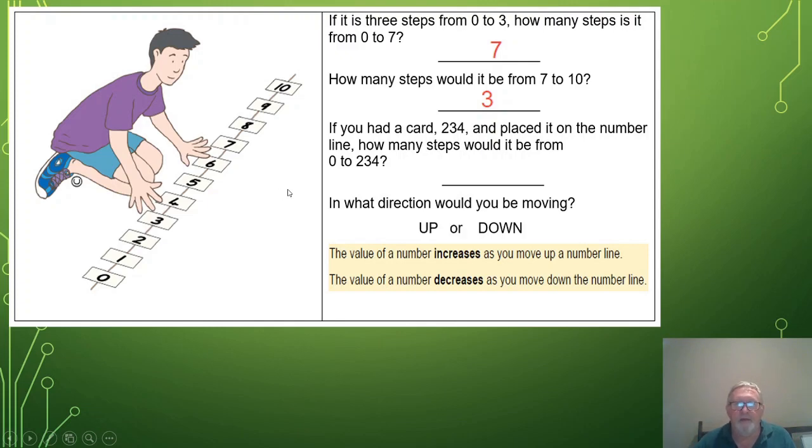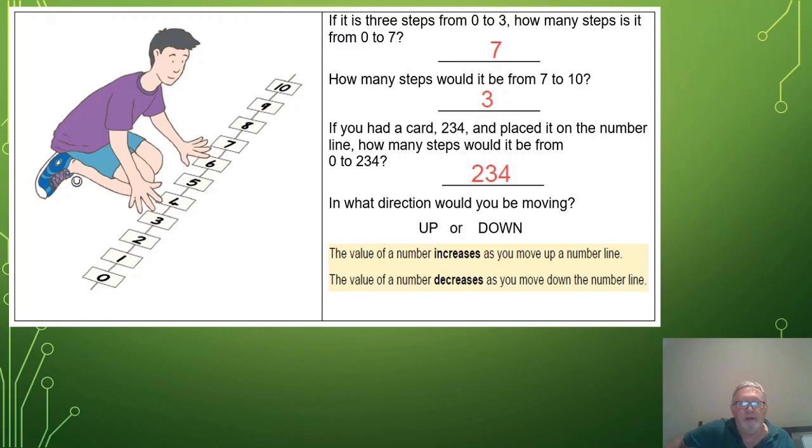Now, we don't have a card that says 234, but of course, if you did, it would be way past 10. And if we place that on the number line, how many steps would it be from 0 to 234? Write down what you think. And I hope you said 234. So what direction are you moving on this number line? Are you moving up or are you moving down?